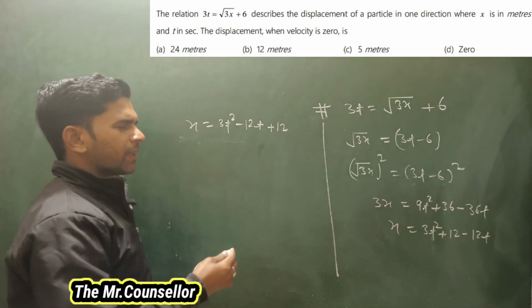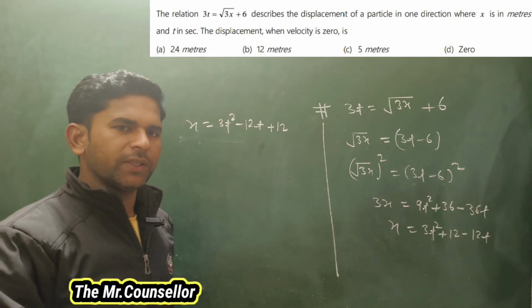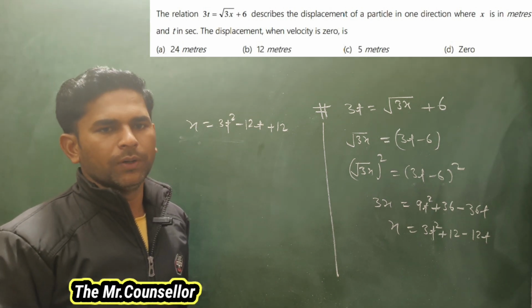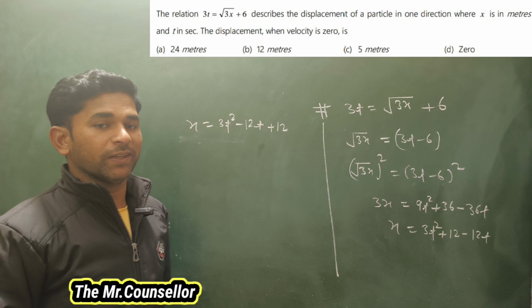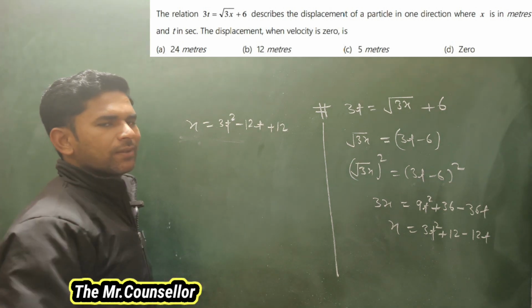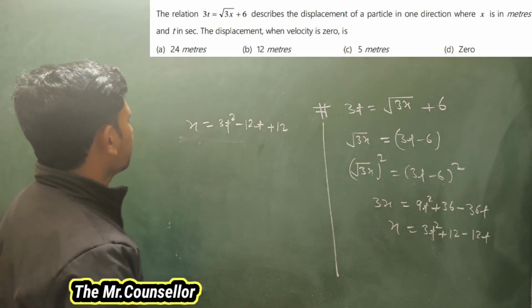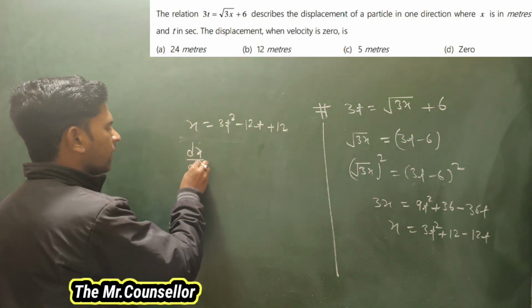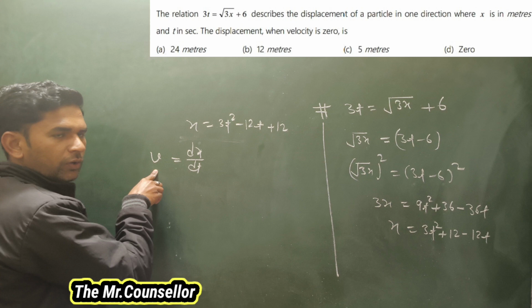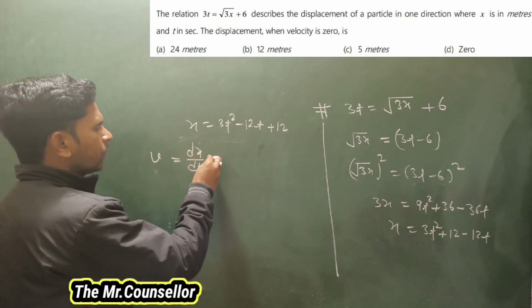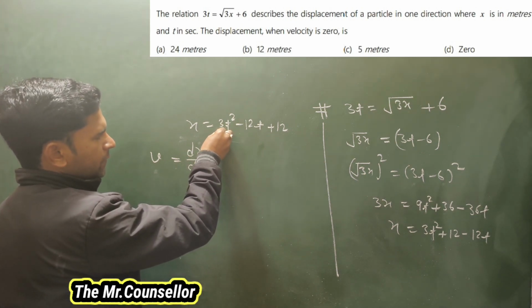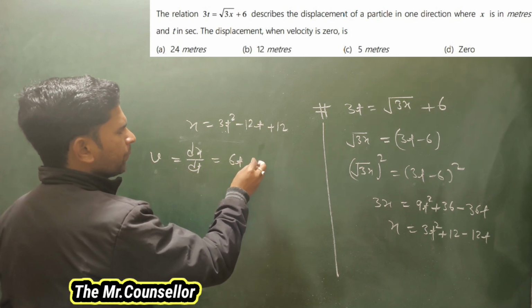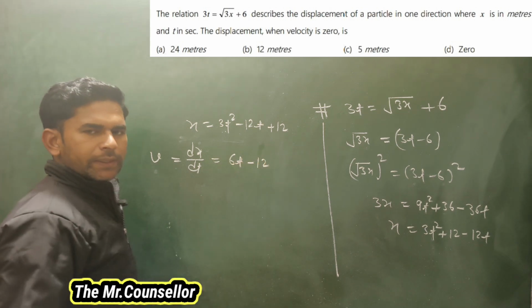So x we can consider as a displacement, because the question says displacement. If it said distance, we would consider it as a distance. So what we are going to find is the velocity. Velocity means dx/dt, the change in displacement, so we just differentiate. When we differentiate, we get 6t − 12. Is it okay or not?